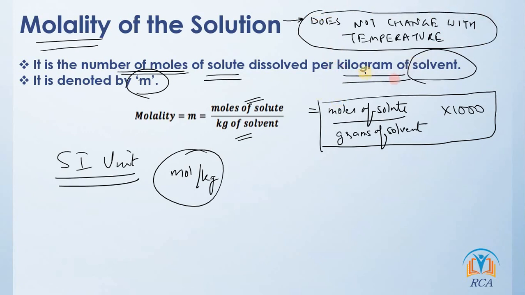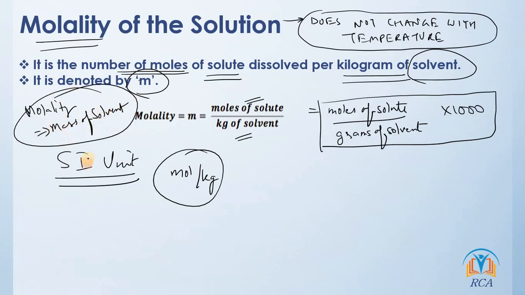Why? Because molality depends upon the mass of that particular thing. So molality depends upon what? Molality depends upon the mass of solvent. Molarity was depending upon the volume of the solution, whereas this depends upon the mass of the solvent, and we pretty much know that mass or weight will not change with temperature. It will be constant. It will not change over the range of temperatures. Thus, even if you increase or decrease the temperature, molarity might change, but molality will not change.